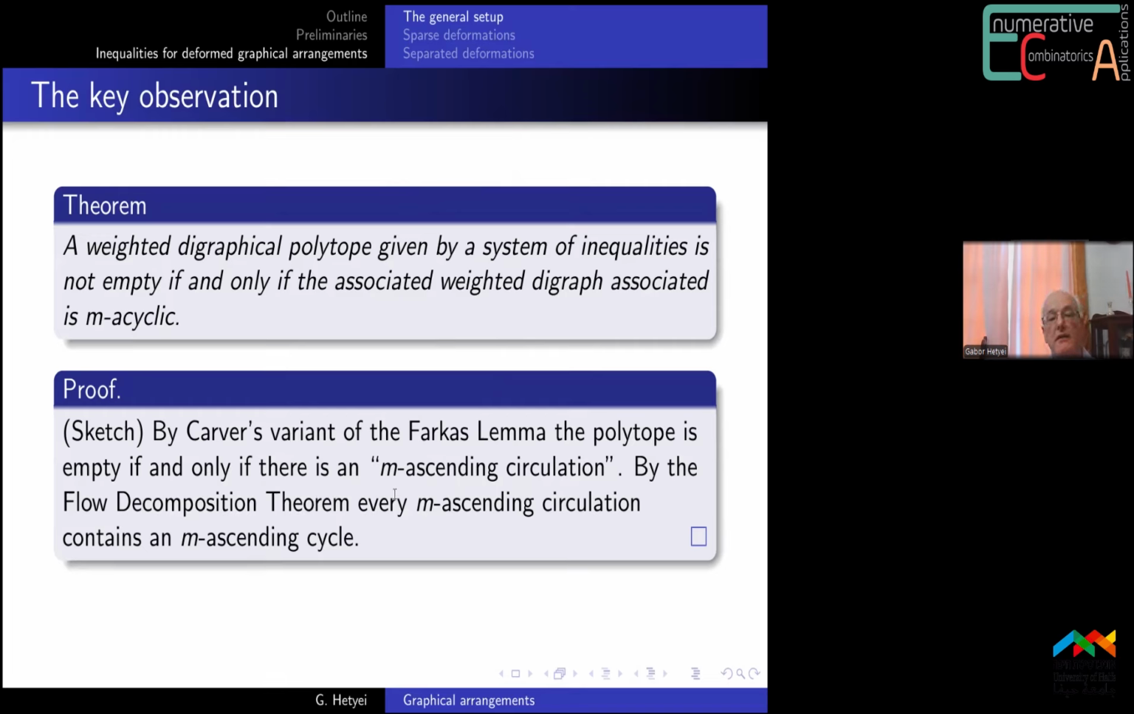Okay, now before we go on, let me also mention that sometimes I get questions about whether there is a way to define a type B analog of this. What is easy is to use Carver's variant of the Farkas lemma. You always get some combinatorial-like result using that. But then if you want to decompose it, you need something like the flow decomposition theorem. Currently, I am working on trying to describe type B cycles.